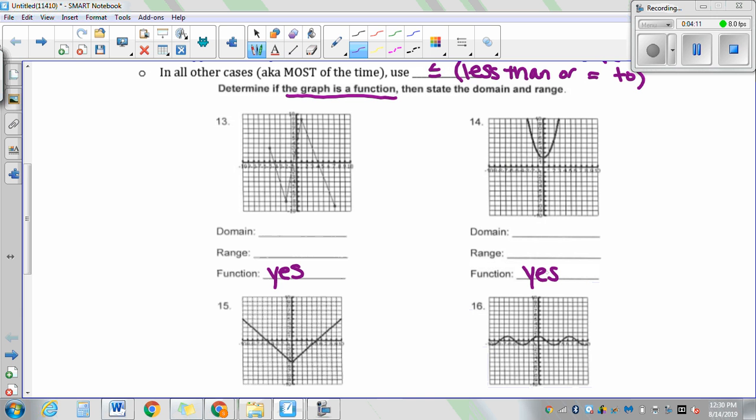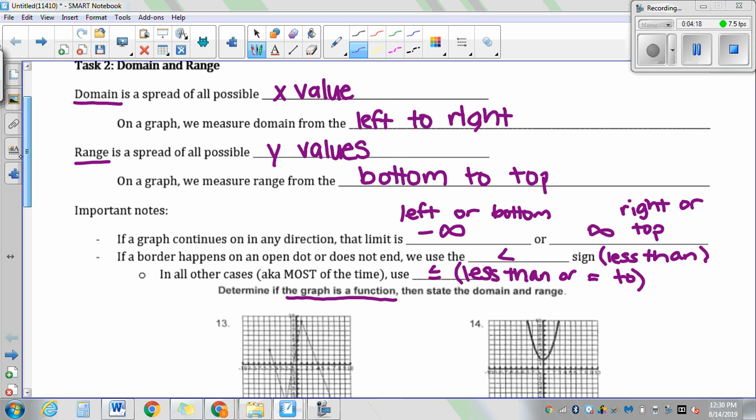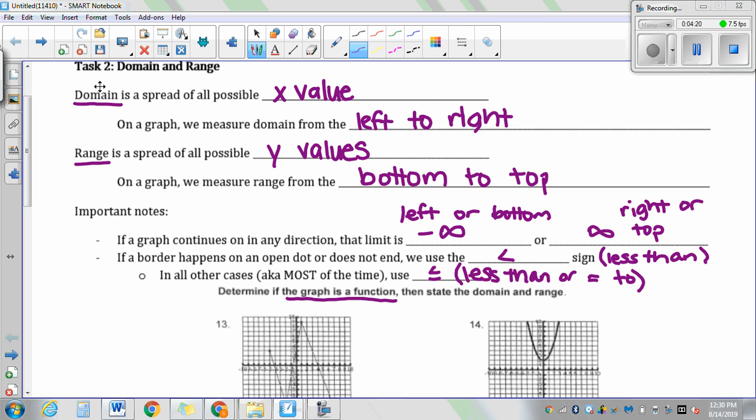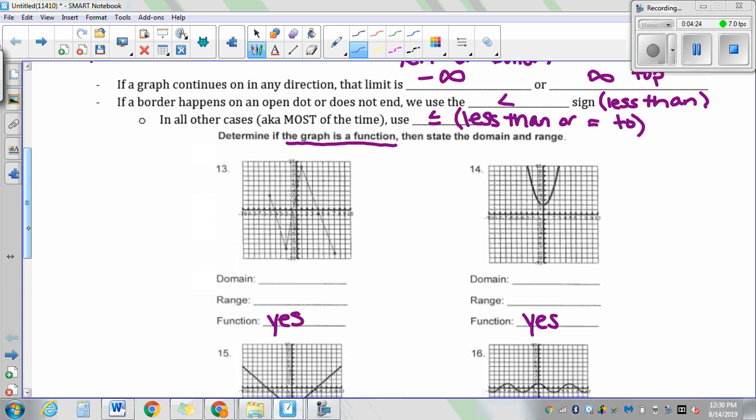But let's get to the meat of it, which is domain and range. If you'll remember from up top here, domain is the x values we measure from the left to the right. So this is where colored pencils are going to come in, and I'm going to do the domain in red, and see how I circled domain in red so that it points out. I need to find the left-hand side and the right-hand side, and I just need to box that in.